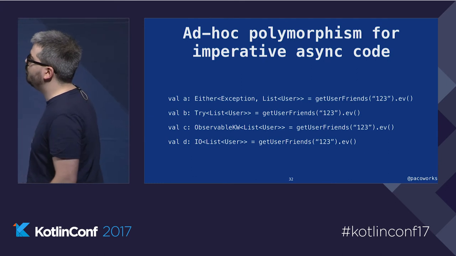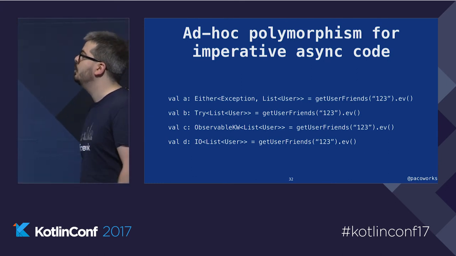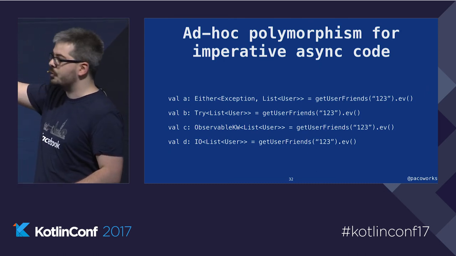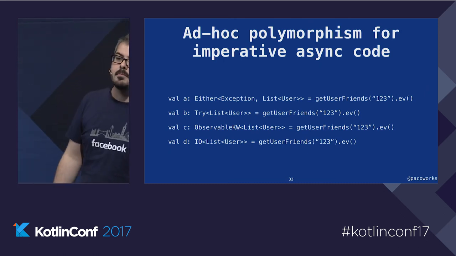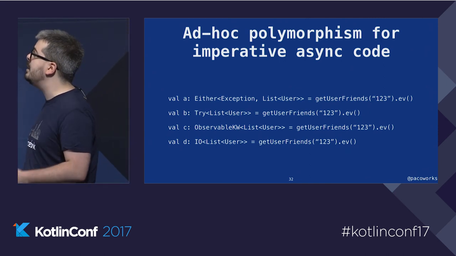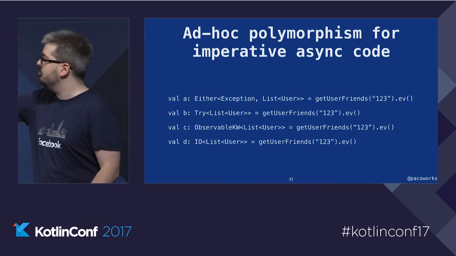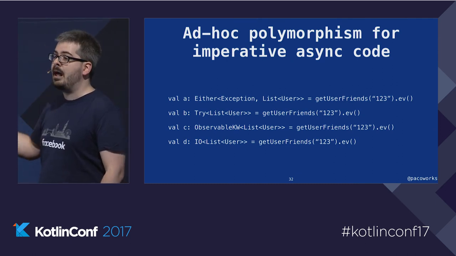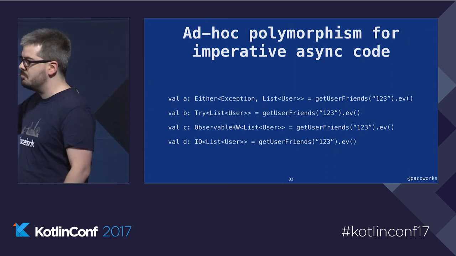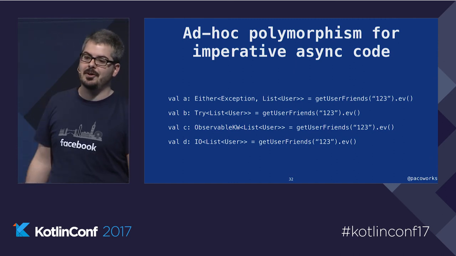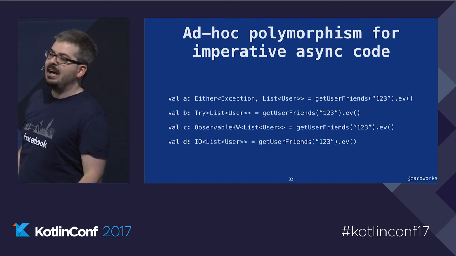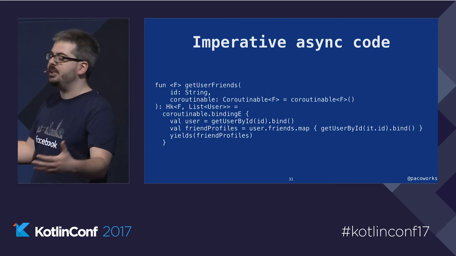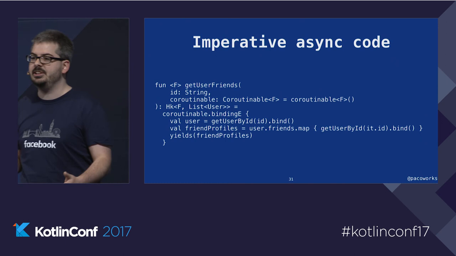How does it look when you call it? Four lines, four different implementations. We have either, which can throw an exception because we got a network error, or we can get the real list of users. Get user friends, EV, downcasting. Try. We put a try block inside, like get user ID. If the get user ID fails, it's going to return another exception. Get user friends, EV. But what I like to compose is an observable. Get user friends, EV. But I want to use IO, which is another abstraction that we're providing in the library. Get user friends, EV. Everything is generic to the container as long as the container has a coroutinable implementation. You don't have to extend the existing things to add coroutinable. You can create an object that exists in a global namespace that we can look up to have this genericity.